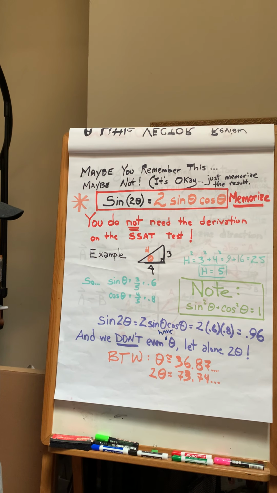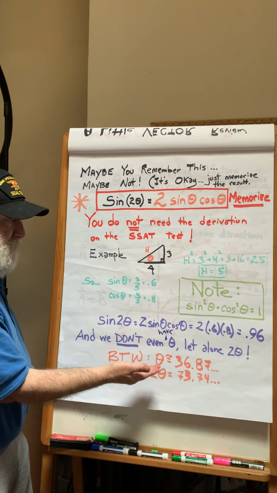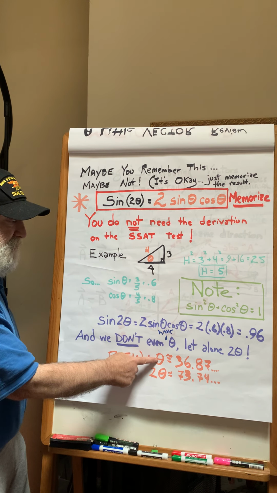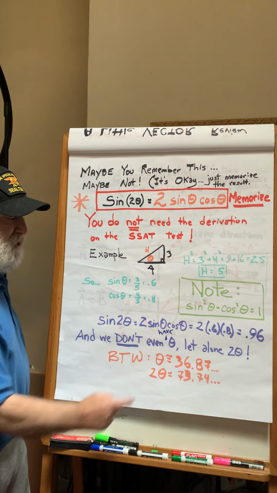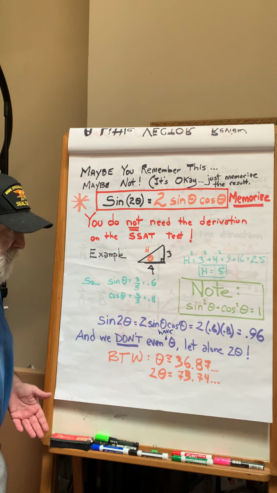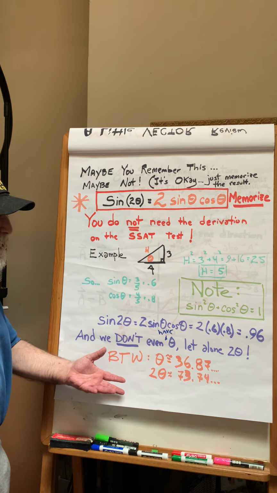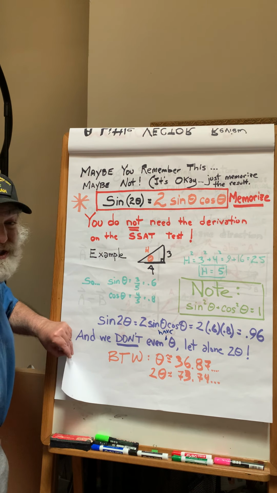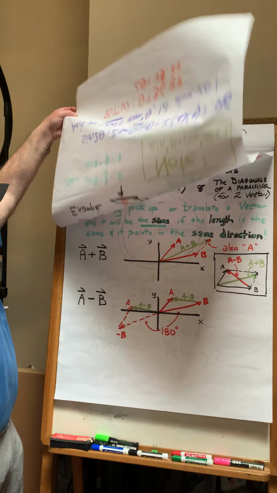So we don't even have theta, or even 2 theta, but I'm just telling you, by the way, it's 36.87 degrees. I used a calculator. You're not allowed to use one. You don't have to know what it is to know the sine and cosine of an angle. And that's what's going to help you in the problems, is knowing the sine and cosine.